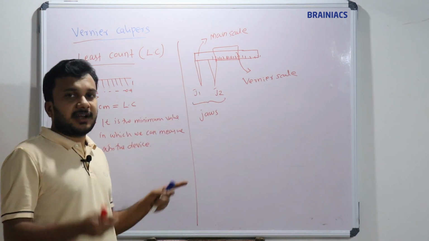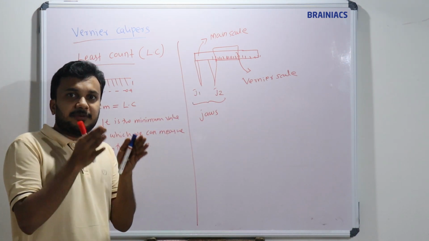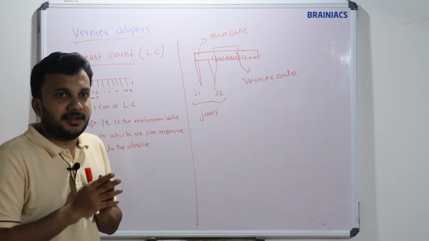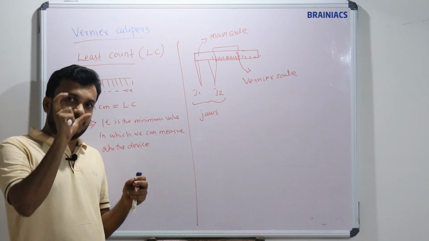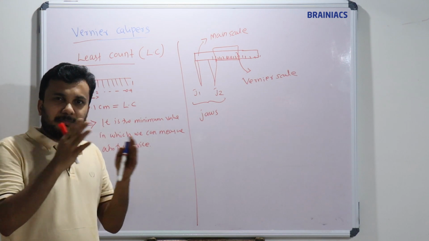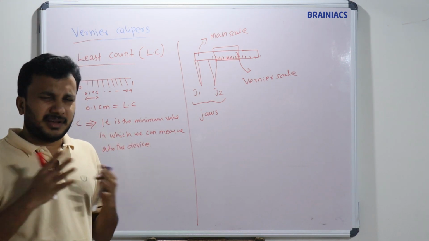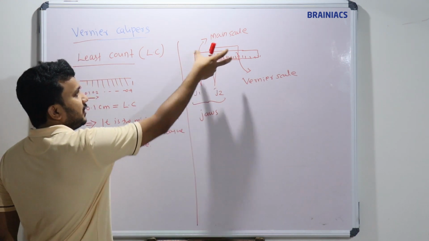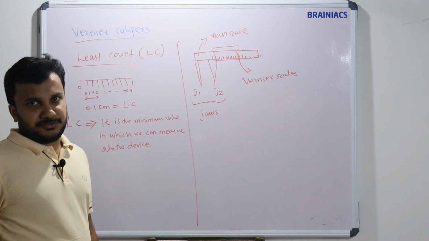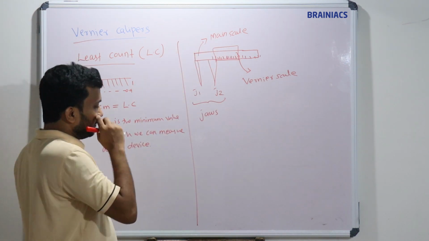So these jaws are actually holding the item whose length I want to measure, whether it is a cylinder, a sphere, a pen, a pencil, or any wooden block or rod. Any item I can fit in here, so that I will get the exact length of it. Now how the device works is quite important.